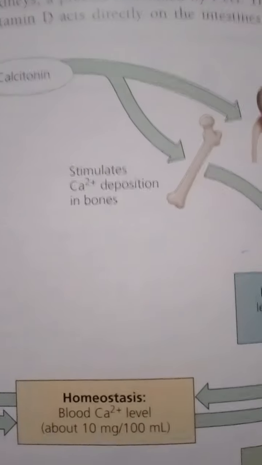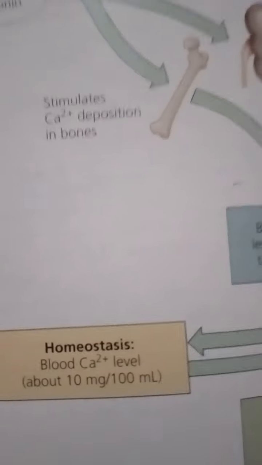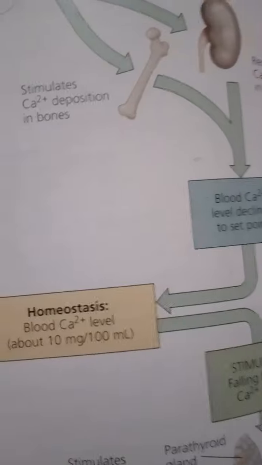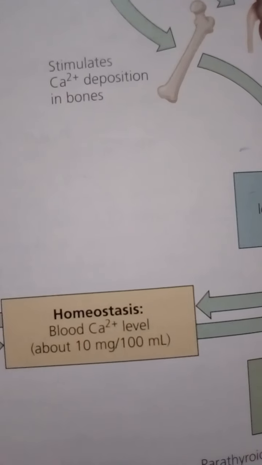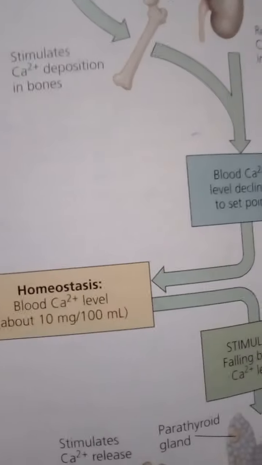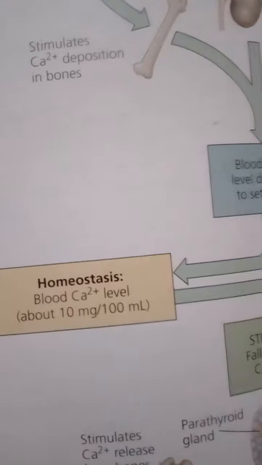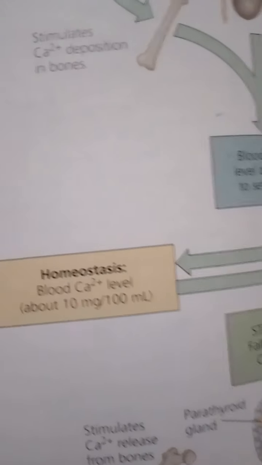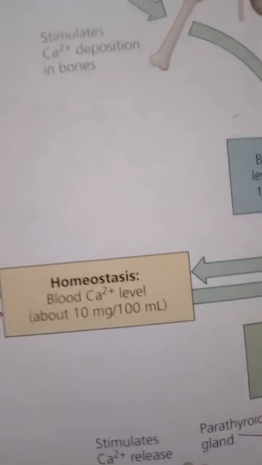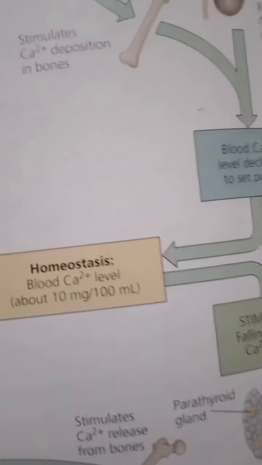PTH raises the level of blood Ca²⁺ by direct and indirect effects. In bone, PTH induces specialized cells called osteoclasts to decompose the mineralized matrix of bone and release Ca²⁺ into the blood. In the kidneys, it directly stimulates reabsorption of Ca²⁺ through the renal tubules.